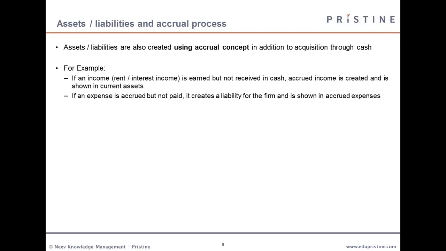When the risks and rewards are transferred, we recognize the revenue at that time, and we create an accrued income which is shown in current assets. So that's the link from the last webinar. And in the case of expenses also, even if it is not paid, if there is even a slight chance of having an expense, it is immediately accrued and shown in the accrued expenses. So that's the accrual concept of accounting that we are talking about.